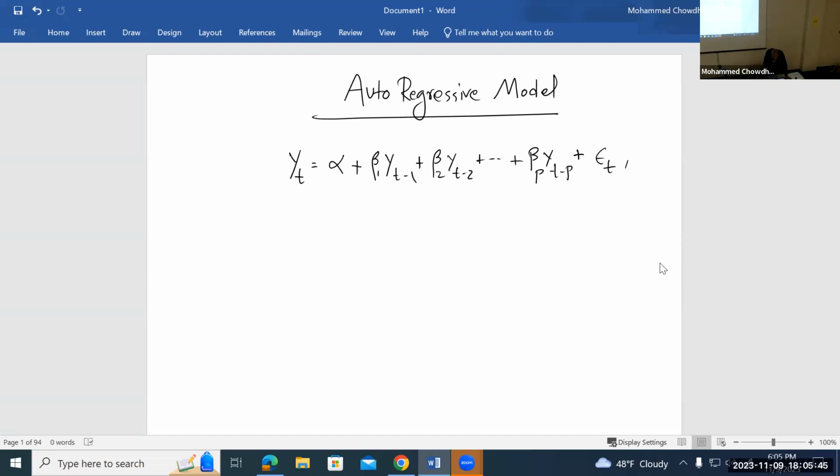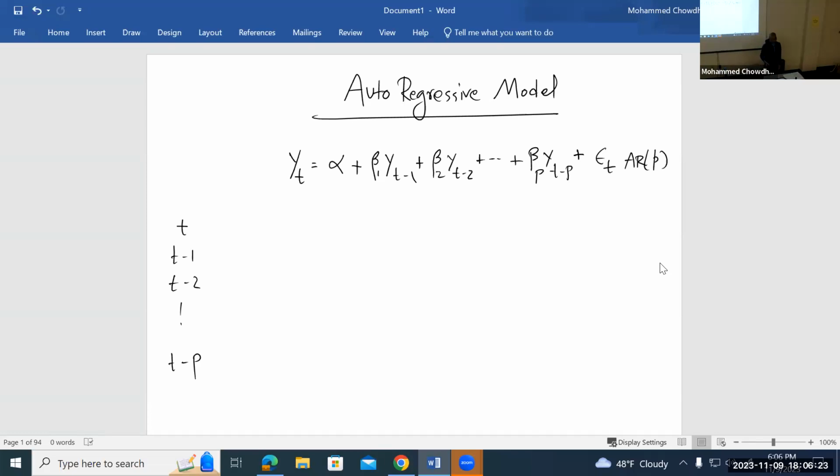So it is written as AR(p), autoregressive with p lags. Like time lag, right? It is time t, it is time t minus 1 with lag 1. This is t minus 2, that means lag 2. This goes up to t minus p, that is called lag p, the lag variable. So here I am modeling current data with a combination of previous time period data of the same variable.